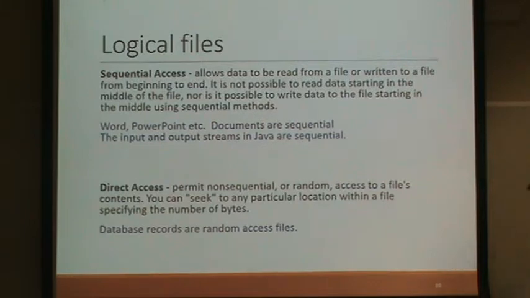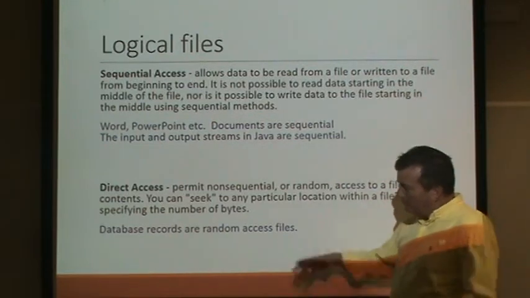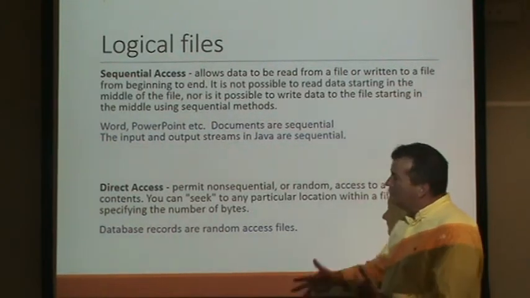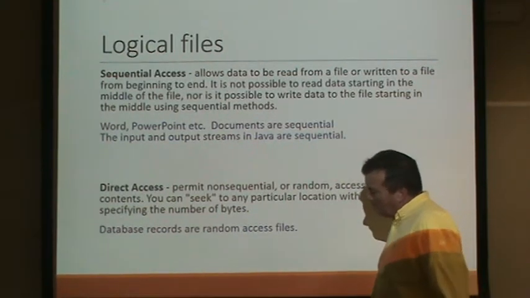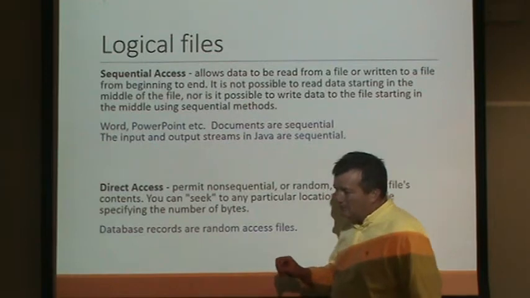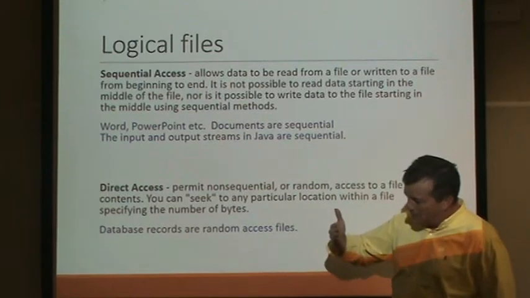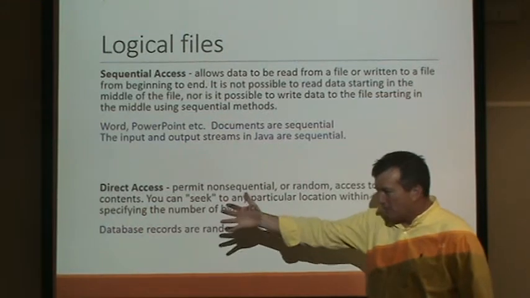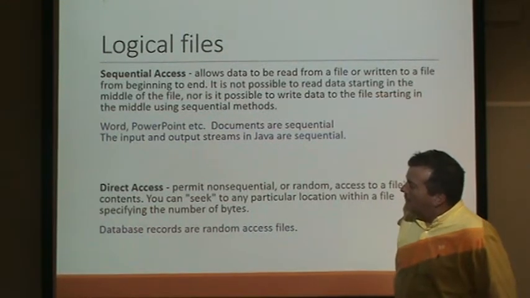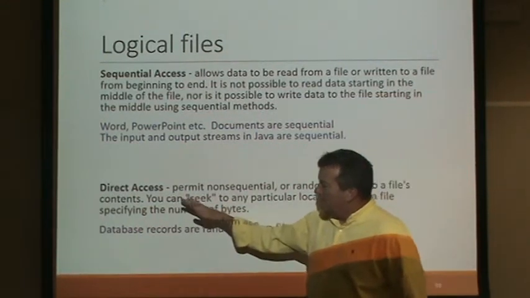Okay, so from a logical point of view, from inside your mind, the two most common ways of thinking about files would be files that are sequential. So in your mind, the file starts with this data, and then the data goes in a certain order and eventually ends. And then there are also direct access files.